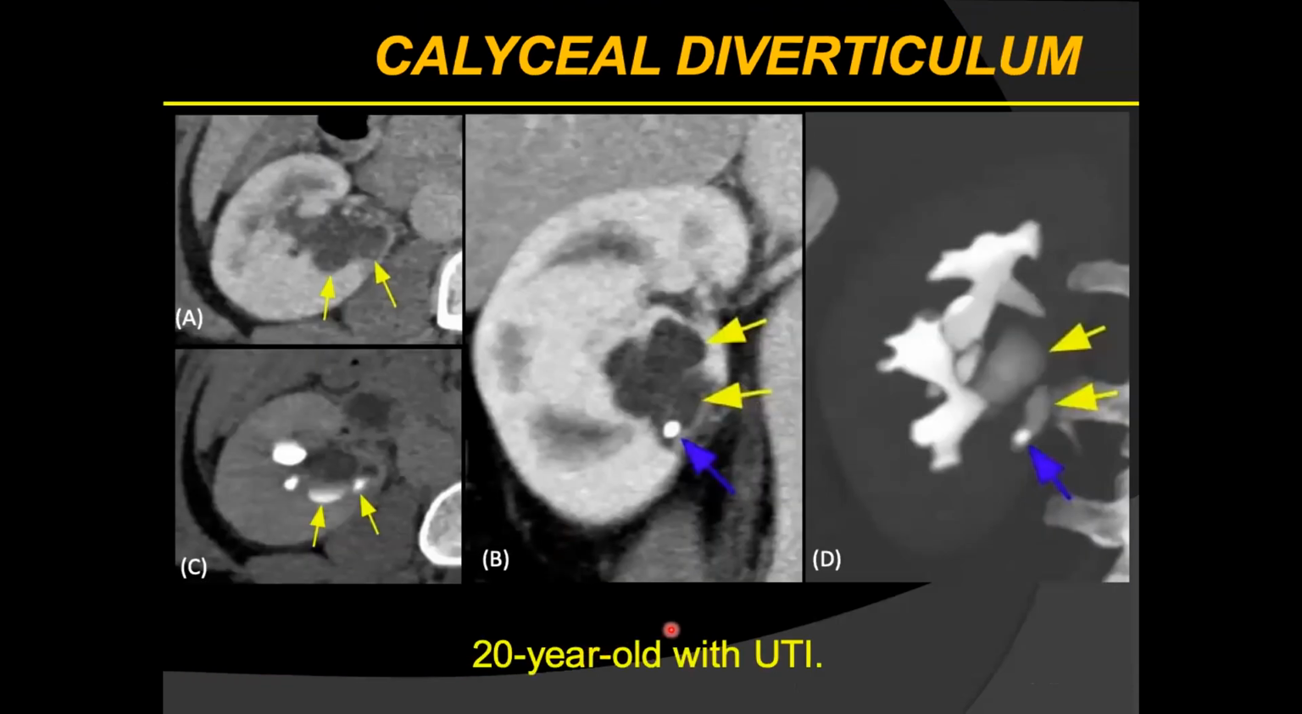Again, this is a 20-year-old who presented with recurrent UTI. You can see this is a late corticomedullary phase axial and coronal images. They show a cystic lesion in the right kidney, which contains a calculus, which we can see here. The excretory phase axial and coronal MIP images show contrast accumulation within the cystic lesion out here surrounding the calculus. So this is a caliceal diverticulum with a calculus within it.